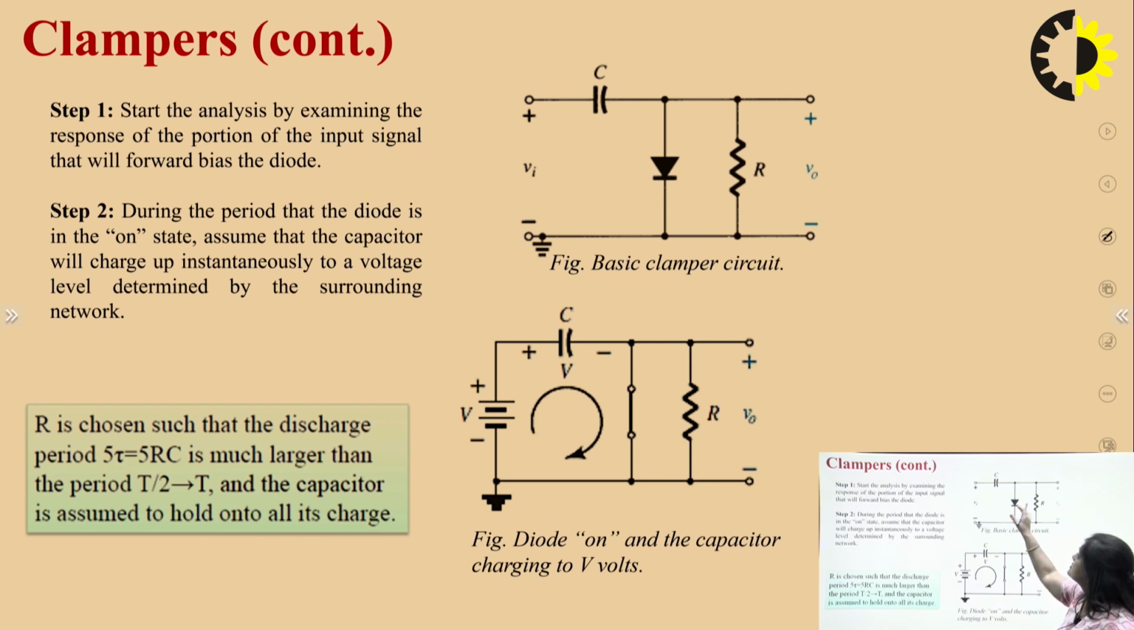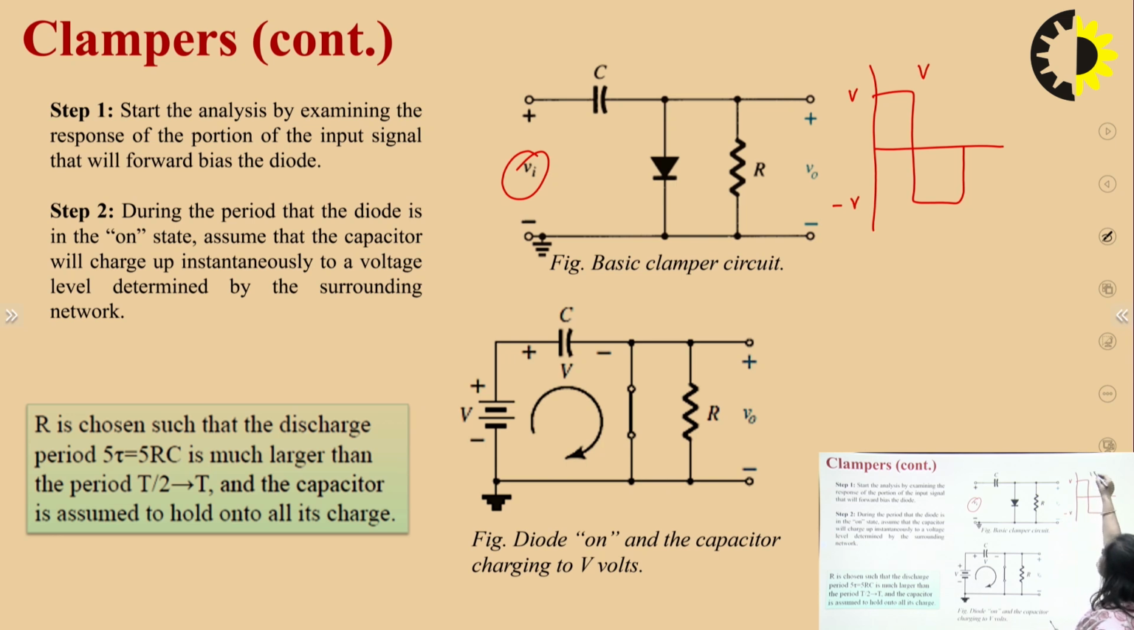This is the circuit for the simple clamper. Here we can see our input signal Vi. This Vi is a square waveform of amplitude V, plus V and minus V. We have applied this Vi signal to this circuit, and this diode will be forward biased for the positive half of the cycle. Since this is an ideal diode, it will be a short circuit in the positive half cycle.